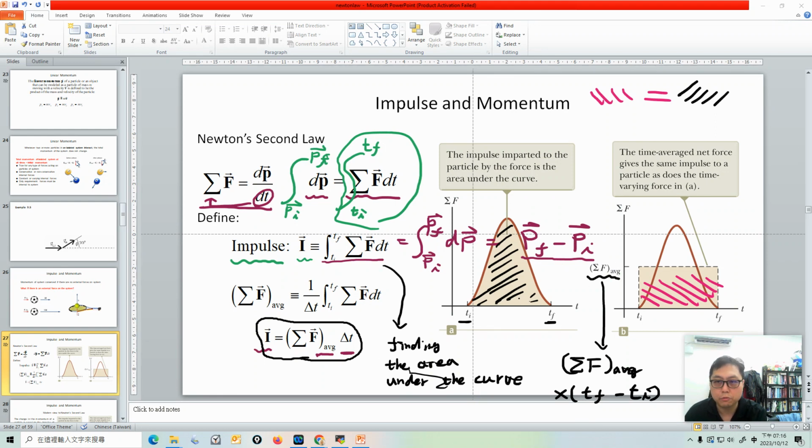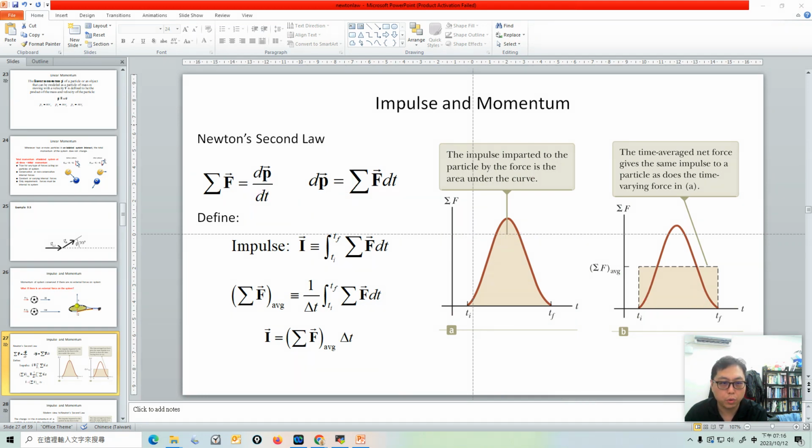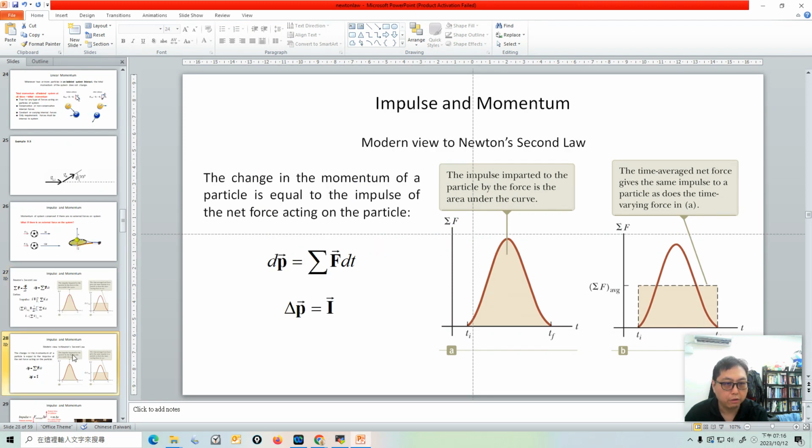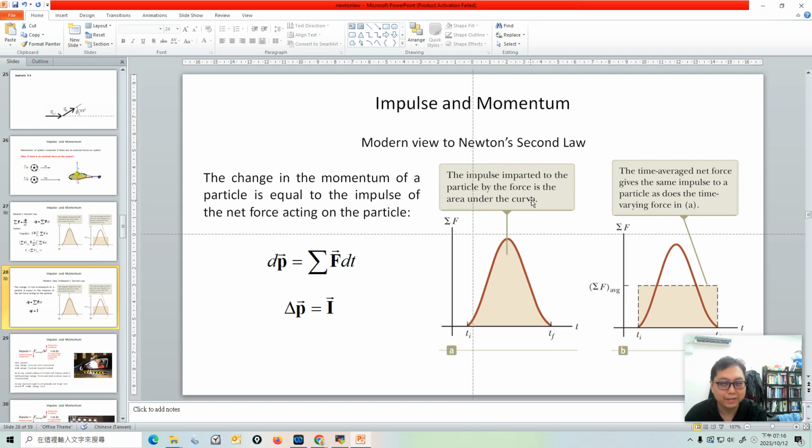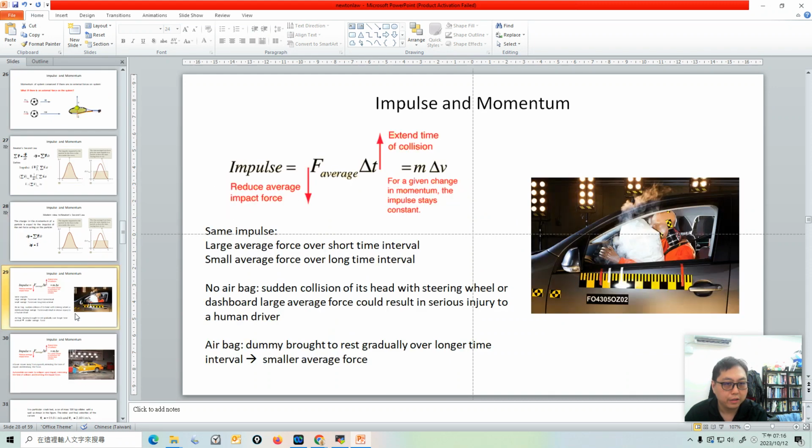This is very useful in daily life. For example, your airbag. Why do we need the airbag? Because the airbag will extend your time of collision, and increase the time of collision. It will reduce the average force exerted on you during the crash. That's why you need the airbag.